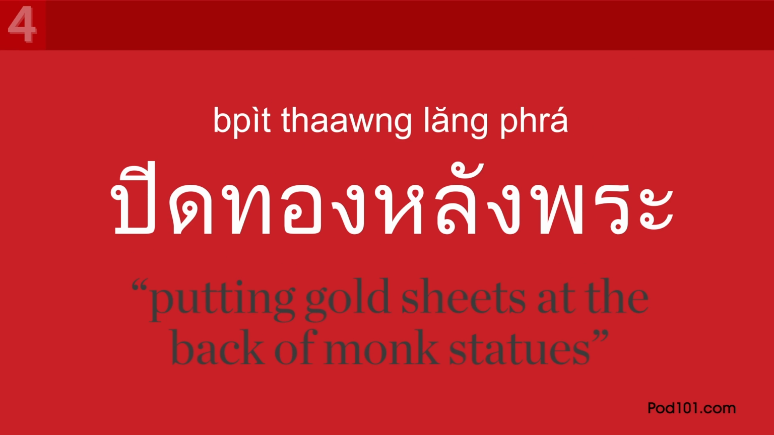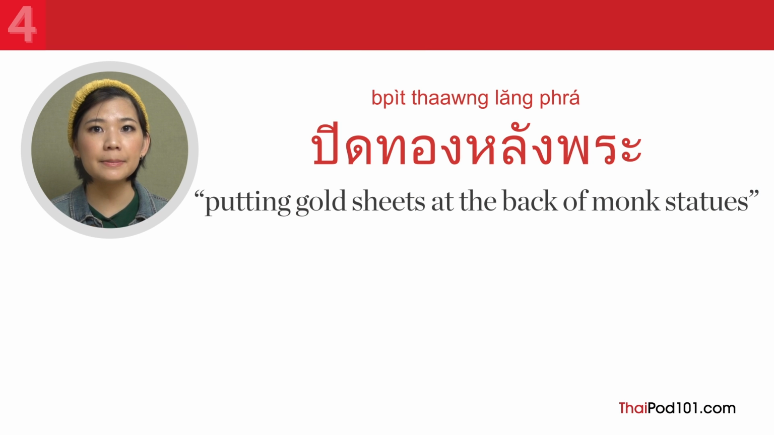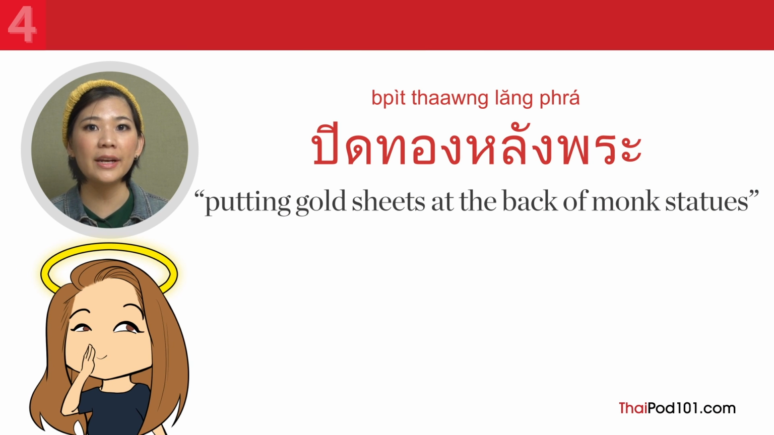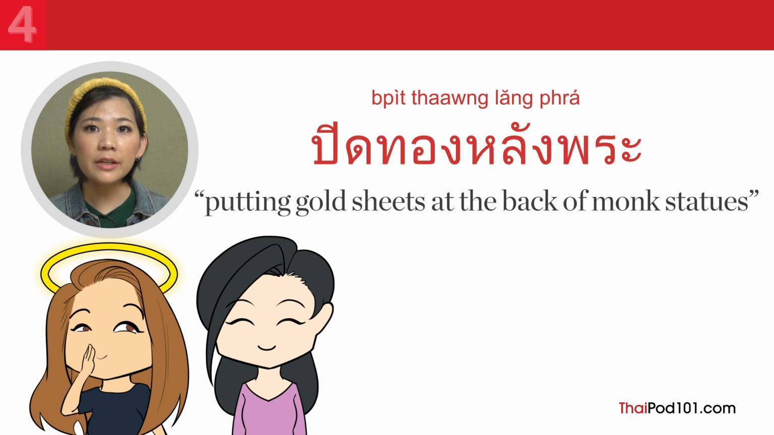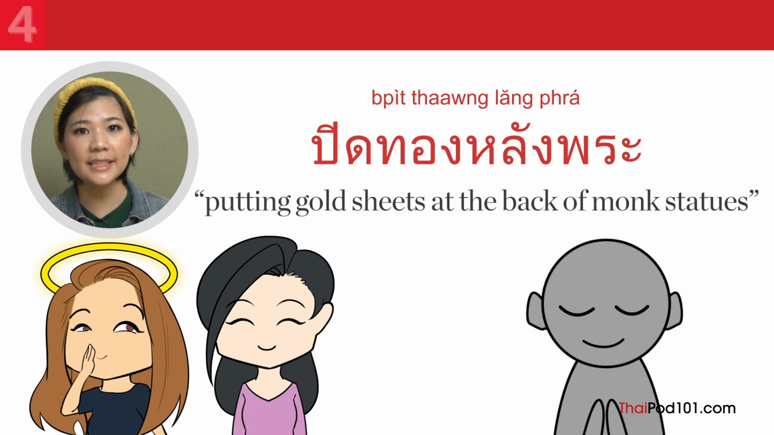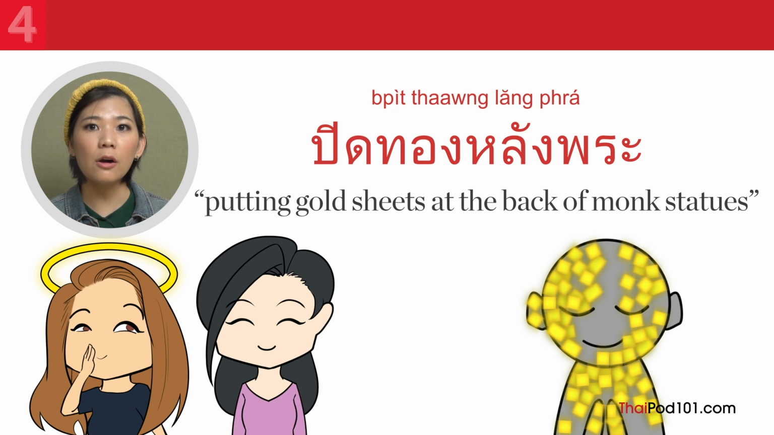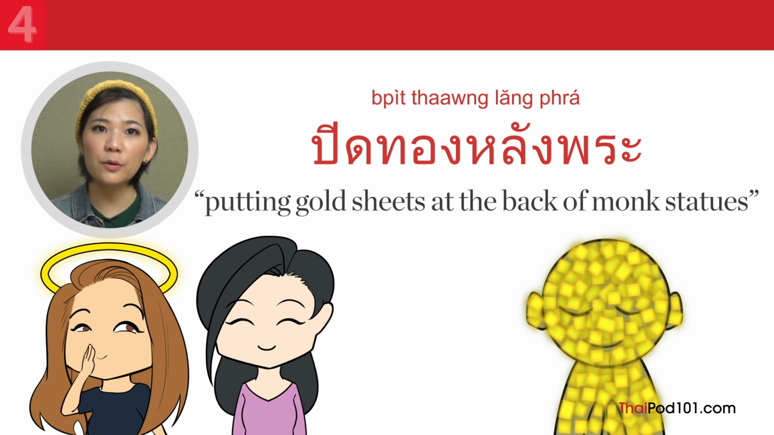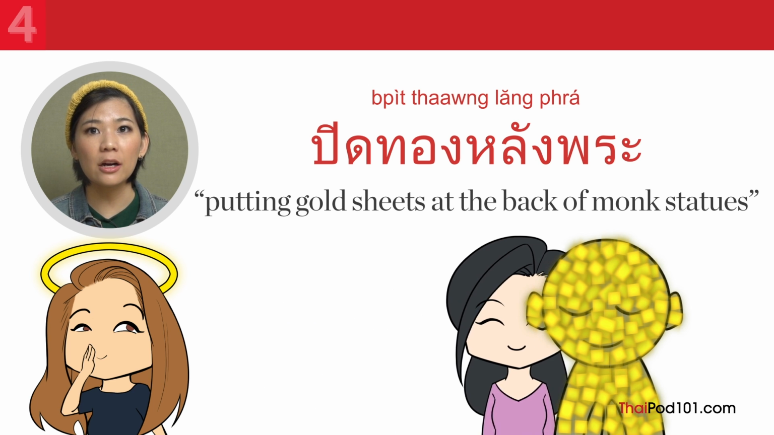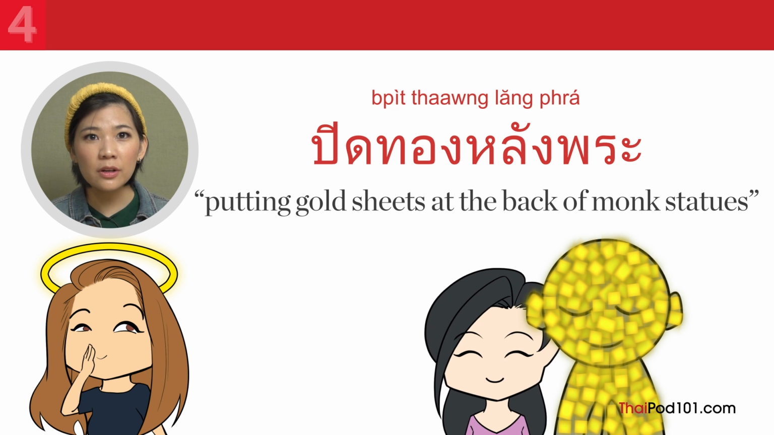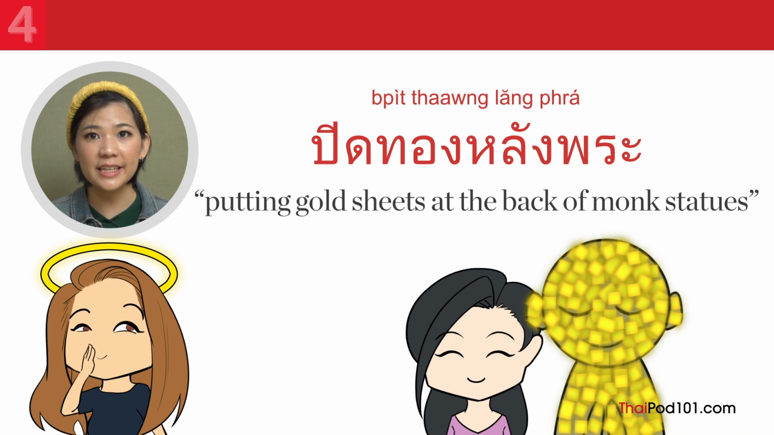The fourth idiom I'll teach you is ปิดทองหลังพระ Literal meaning, putting gold sheets at the back of monk statues. This idiom describes someone who does good deeds without announcing them to the world. In order for Buddhist monk statues to be completed, golden sheets are put all over the statues. Most people will put golden sheets at the front of the statue. If someone puts it at the back of the statue, it means that they do not seek to get attention for doing good deeds, as people rarely check the back of the statue.